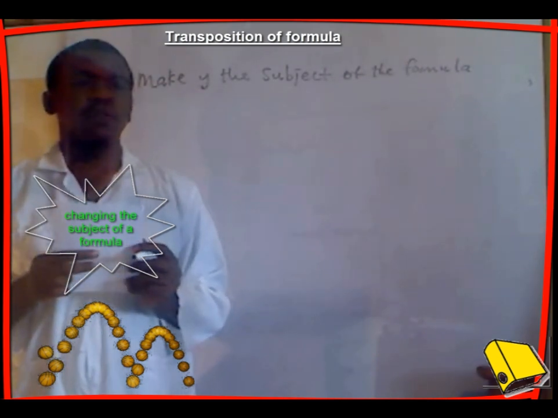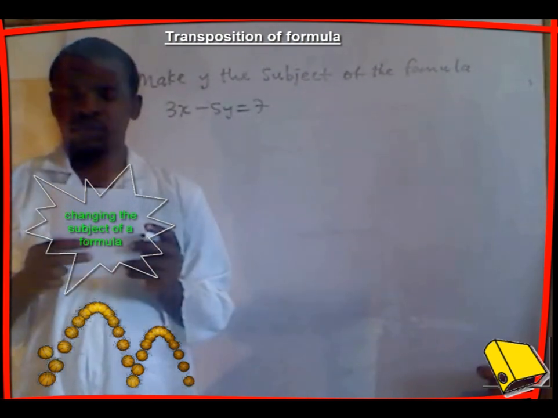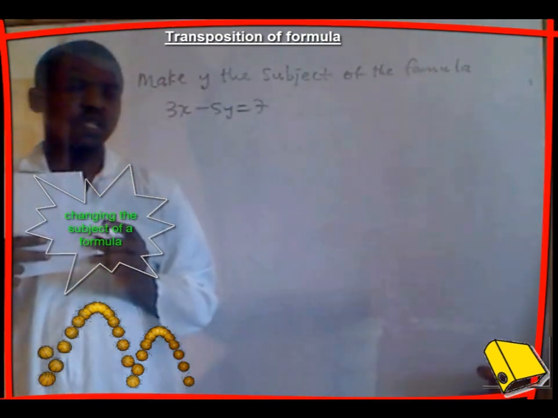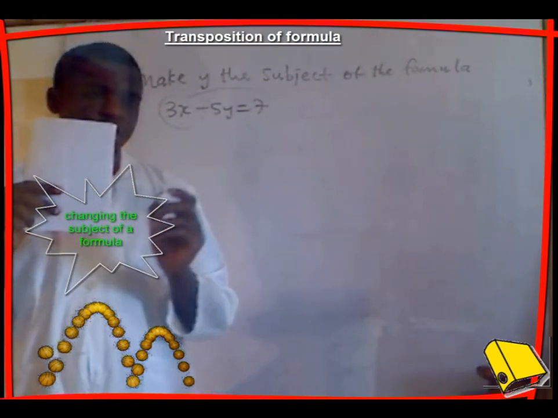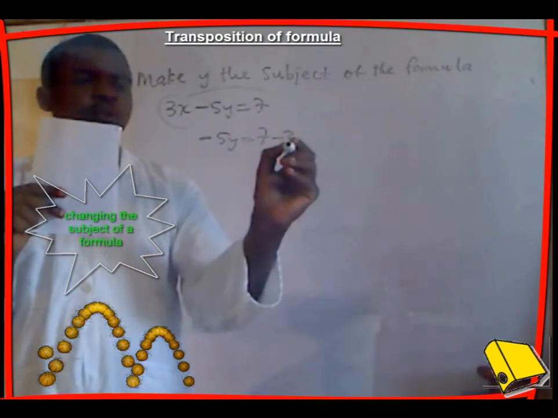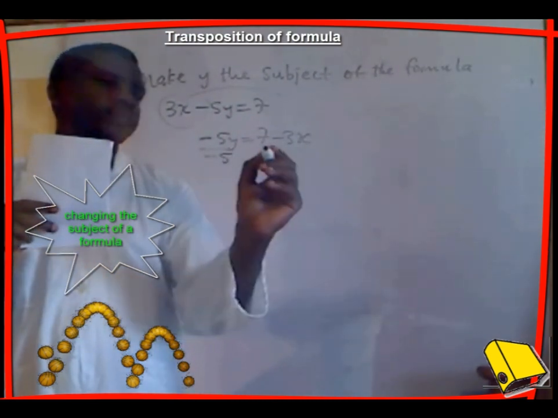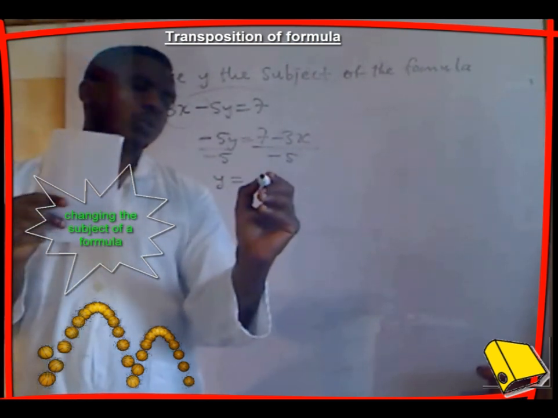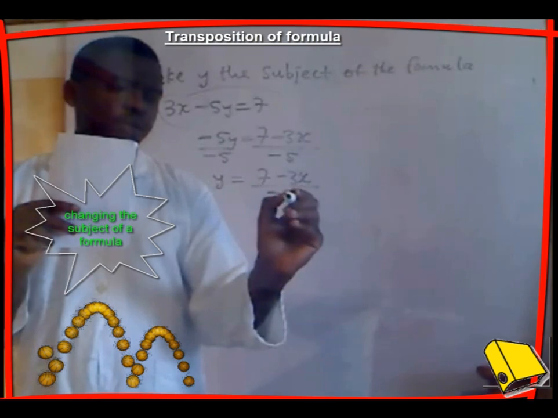Make y the subject of the formula 3x minus 5y is equal to 7. So here we are making y the subject. I start by taking 3x the other way, so that crosses the equal sign. This will give us minus 5y is equal to 7 minus 3x. I divide all through by minus 5. This will give me y is equal to 7 minus 3x all over minus 5.